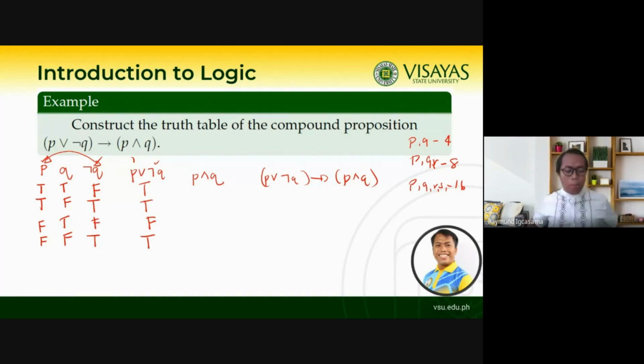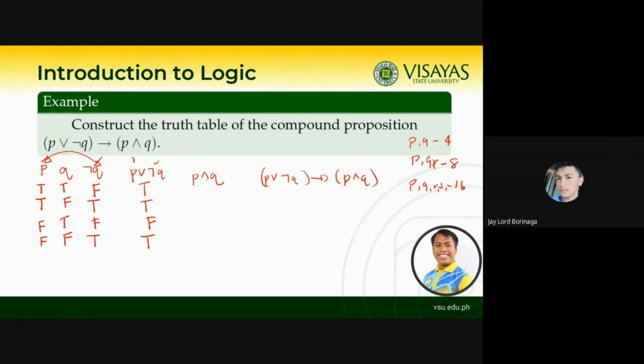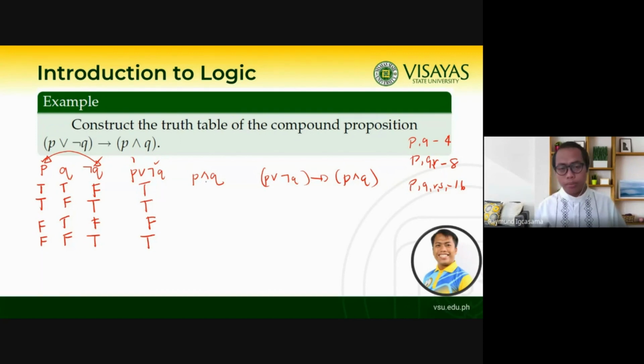Nakasunod? Yes, sir. Okay. Next proposition is P and Q. Unsay ning and? Conjunction. Unsay rule sa conjunction?